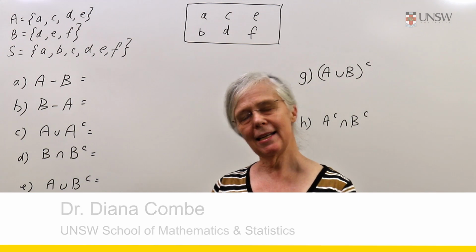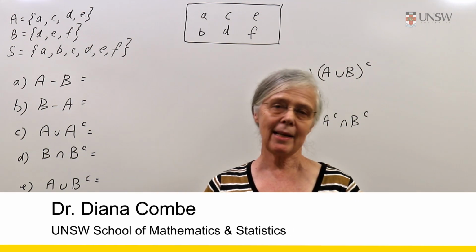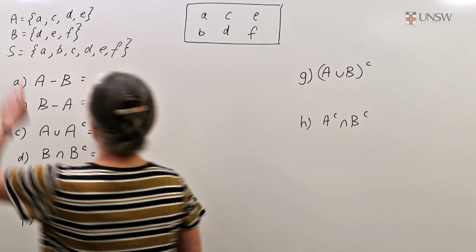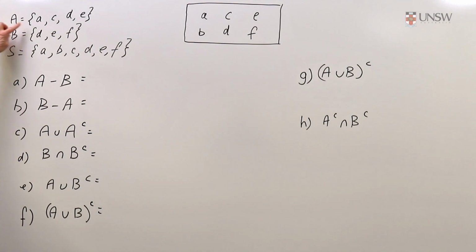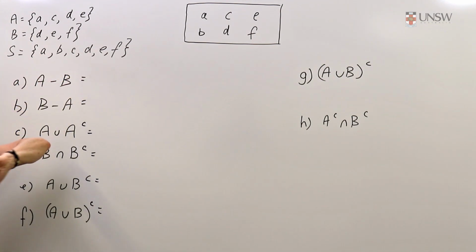Hi everybody. Today I'd like to go through this question, which is a question about set theory and particularly set notation. So we start off with these two sets, A and B. A has the elements A, C, D and E, and B has the elements D, E and F. And we're just looking inside this universal set, which just has the elements A, B, C, D, E and F.